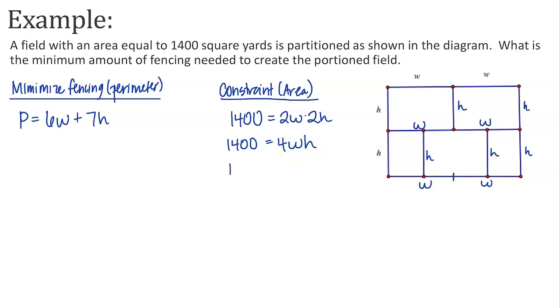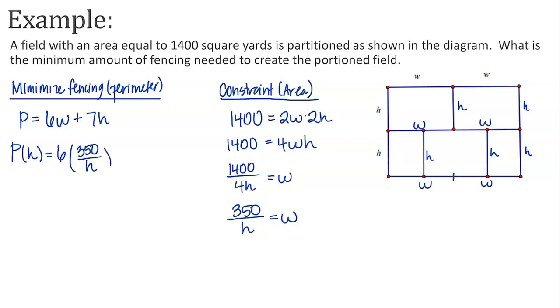So we have 1,400 over 4H is equal to W. And then 4 goes into 1,400 350 times. So we have 350 over H is equal to W. And now I can take that and plug it into my primary equation so that my primary equation will just be a function of H now. So I'm going to replace this W with 350 over H, and then we have plus 7H.